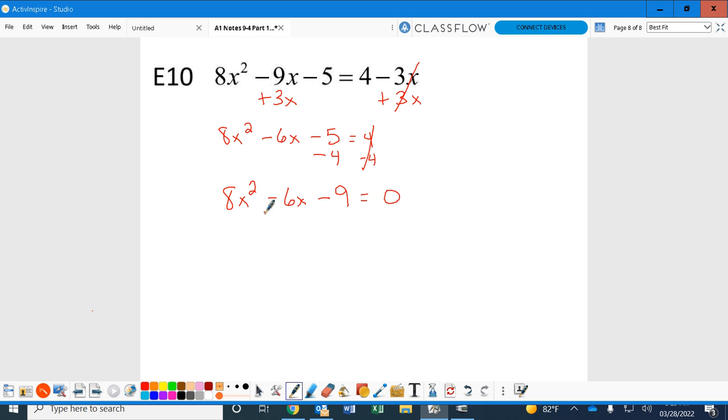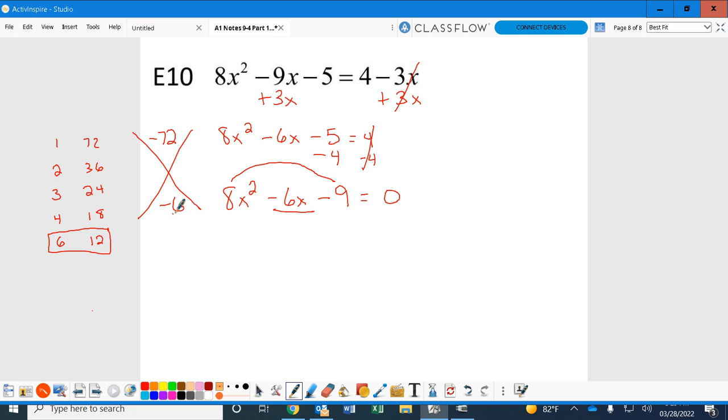Now that it's equal to 0, it is a hard diamond. That hard diamond would have the first number times the last on top, so that would be -72. The middle number would go on the bottom, so it would be -6. The two numbers that would multiply, let's go through the factors. 1 and 72, 2 and 36, 3 and 24, 4 and, let's see, 18, still not 6 apart. 5 doesn't go into it. 6 and 12. There we go. 6 and 12 are 12 apart.